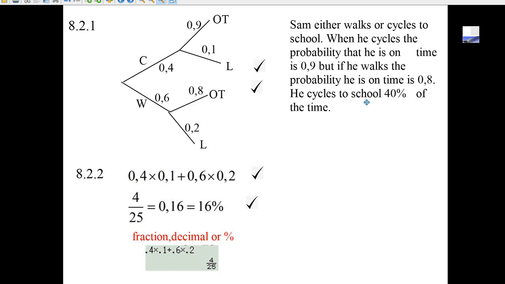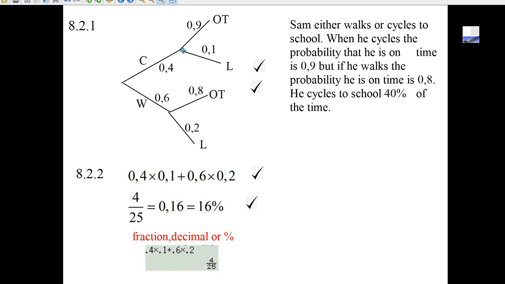He cycles to school 40% of the time. So I just made C for cycle, W for walk. So if he cycles, it's 0.4. Then if he walks, it has to be the rest of the probability, which is 60%, 0.6. There's the first part of my tree.